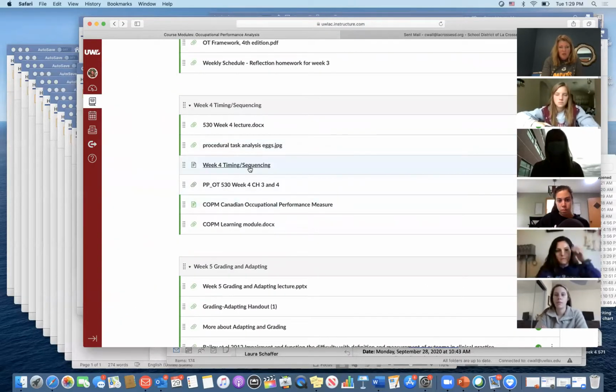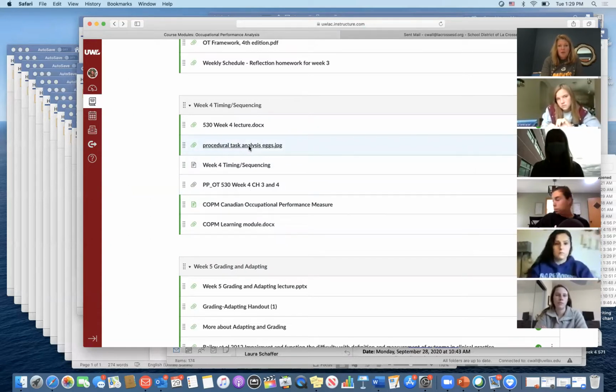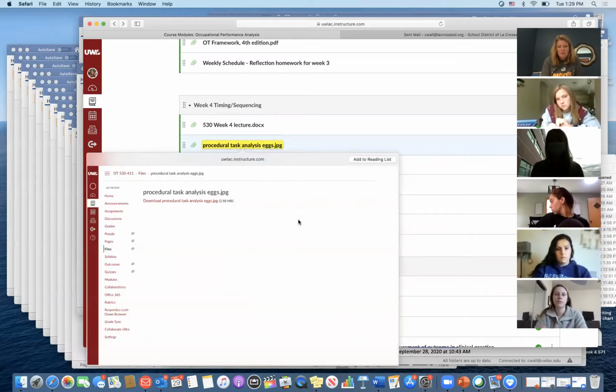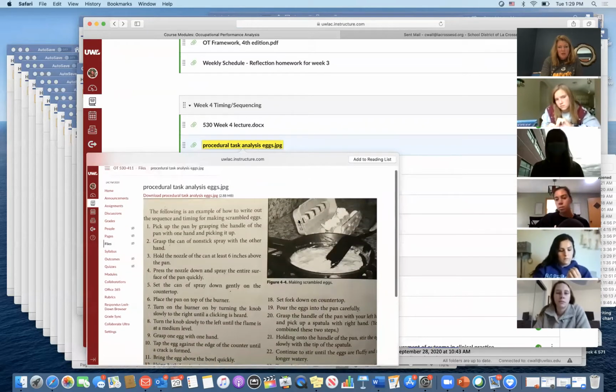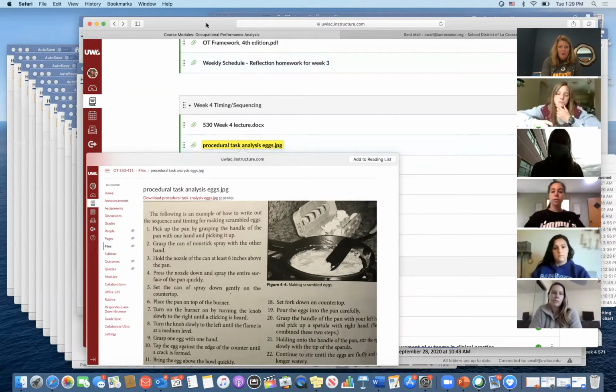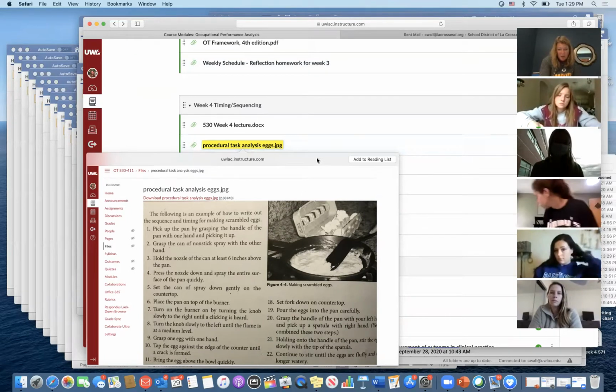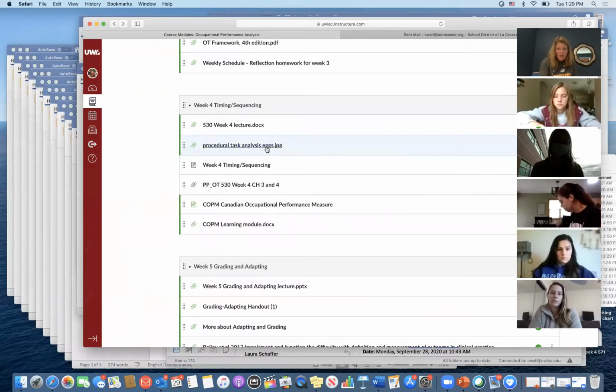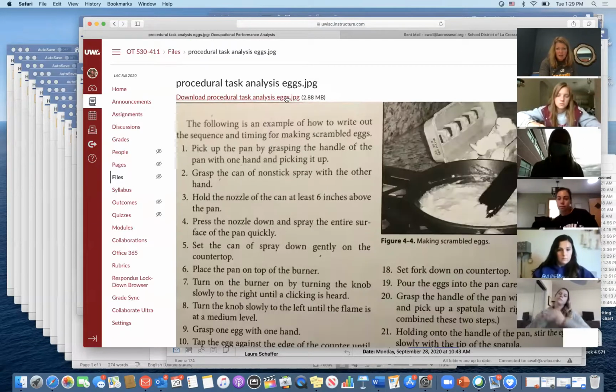Here it is. Okay, so the eggs. Let me make this a little bit bigger. Why won't it? It doesn't really want to let me make it bigger. I'm going to try opening it again. There we go.